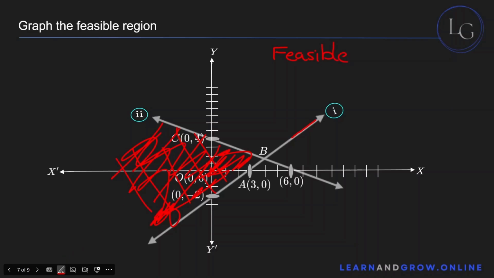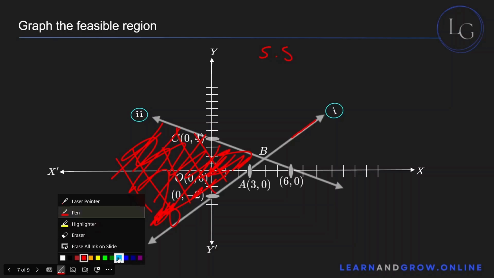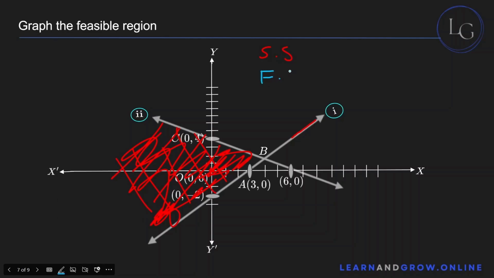So let me just do it with another color, right? So you have this over here, and the red shaded region is the solution set. And now let's shade the feasible solution set with blue. So the feasible solution set lies in the first quadrant, which is this here, right? This is the first quadrant. So we will shade the solution set that lies within this first quadrant. And that is this here, right? So this is the feasible solution set.